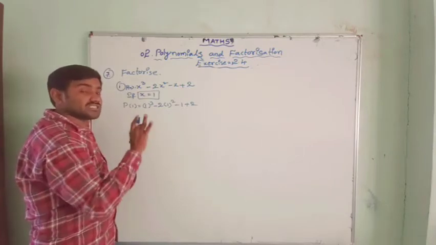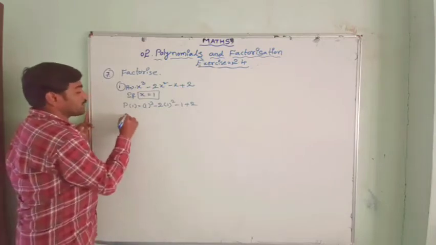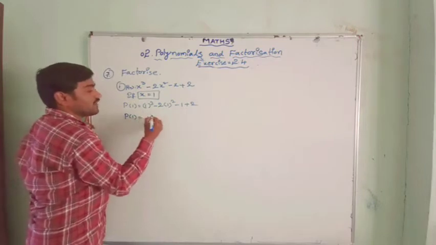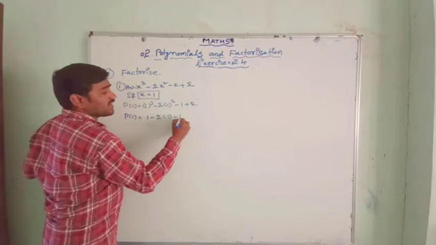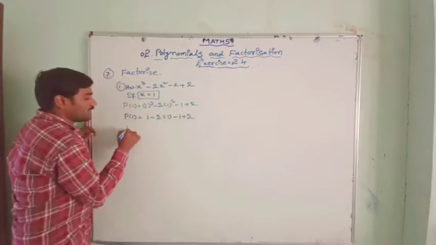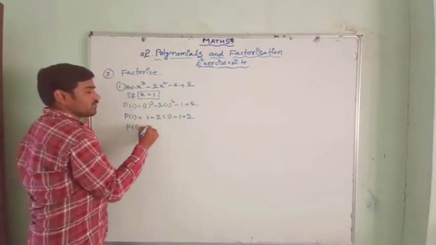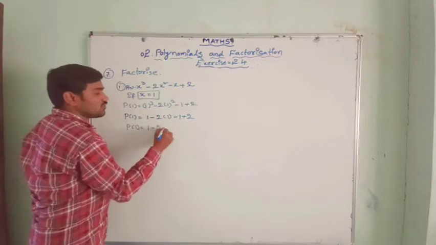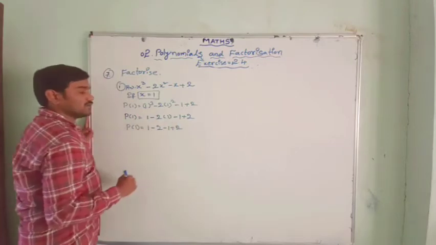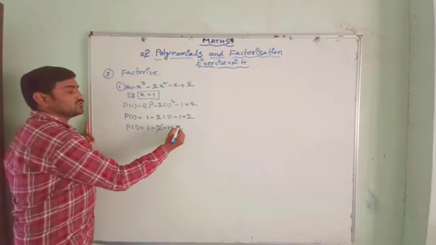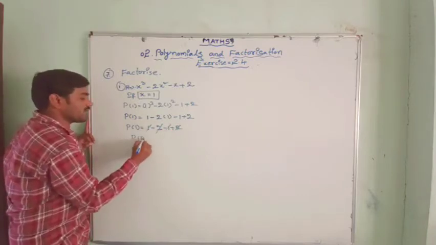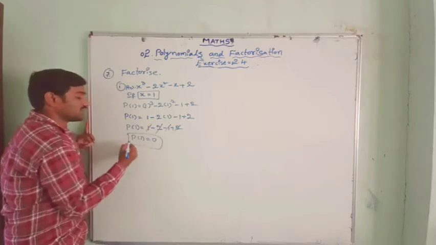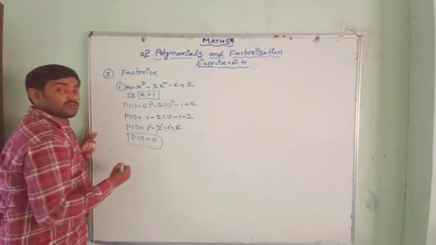This we have learned in the 6th class. So let us see. Here p of 1 equals 1 cube minus 2 into 1 square minus 1 plus 2. So p of 1 equals 1 minus 2 minus 1 plus 2. Here plus 2 and minus 2 get cancelled, plus 1 and minus 1 get cancelled. So p of 1 equals 0. Yes, you got p of 1 equals 0.